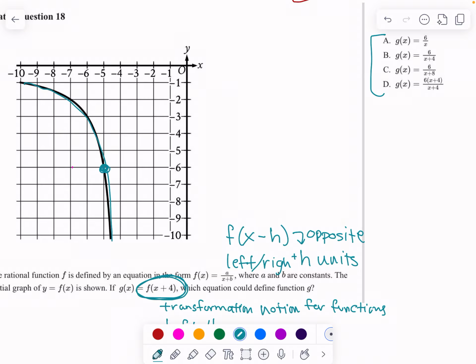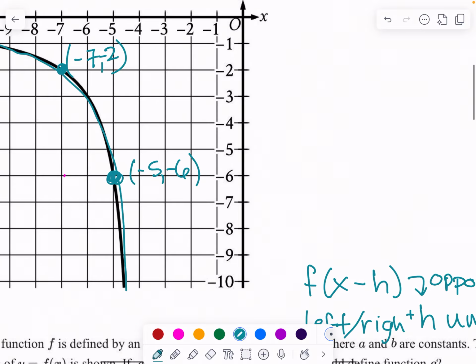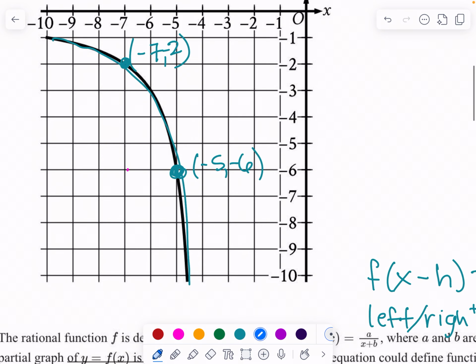These 2 points, is it those 2 points? Yeah, this point and this point look like they fit exactly. So that's the point -7, -2. And this is the point -5, -6. And if I moved it left 4, my new points are going to be -9, -6. And left 4 would put it over here at -11, -2.